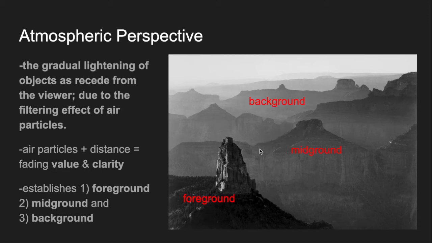So there are two main principles with atmospheric perspective and how to use it in your artwork. The further things go back, the lighter they become in value, and then also the less distinct they appear or the less details they have. And that refers to the clarity principle.